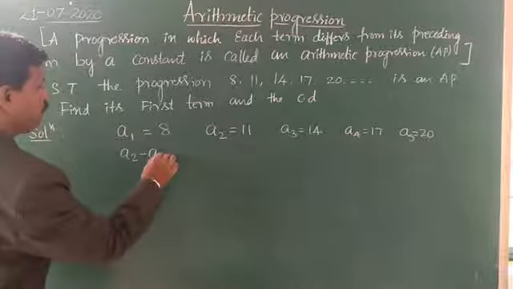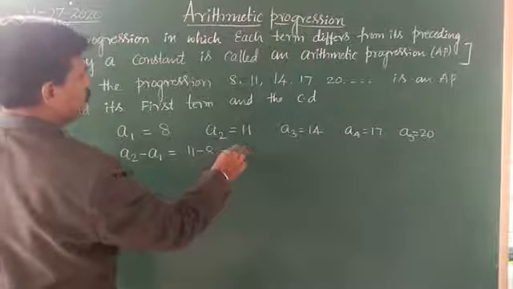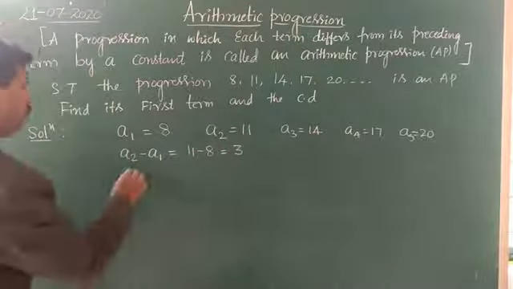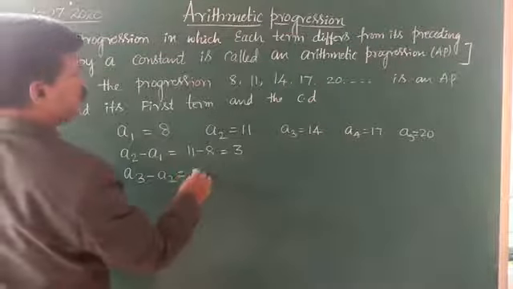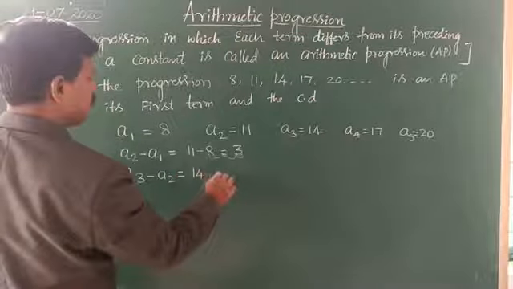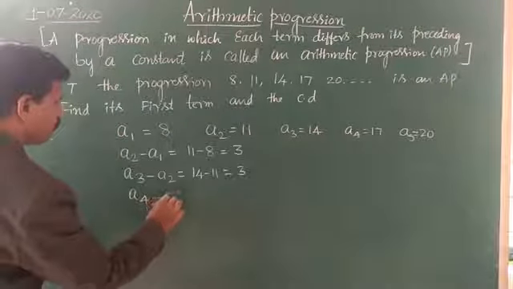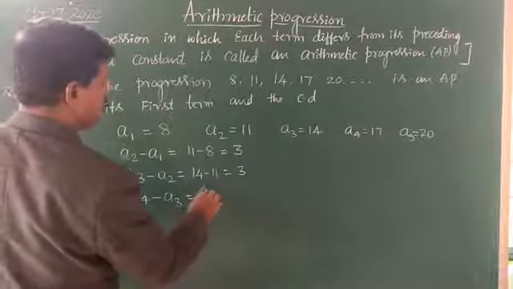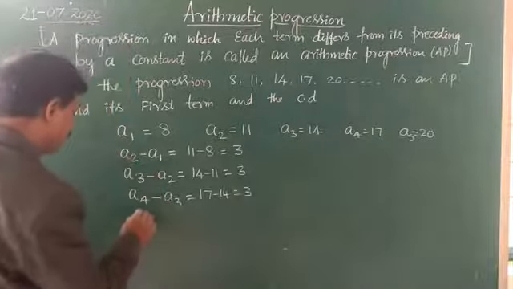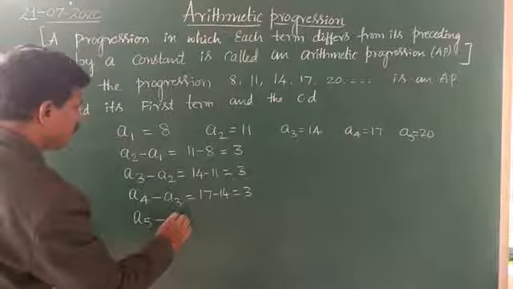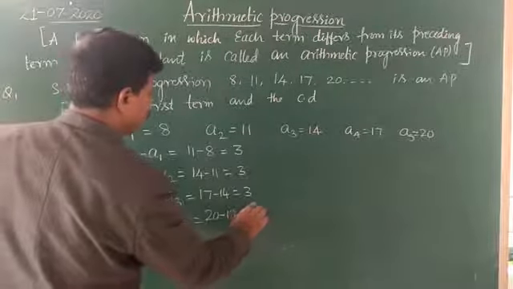Now I am writing this: A2 minus A1, that is equal to 11 minus 8, which is 3. Now next, A3 minus A2, that is 14 minus 11, which is 3. And next, A4 minus A3, that is equal to 17 minus 14, that is also 3. Then A5 minus A4 equals 20 minus 17, which is 3.